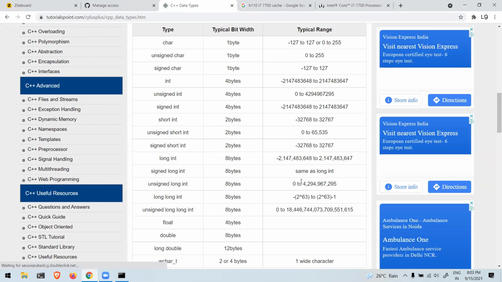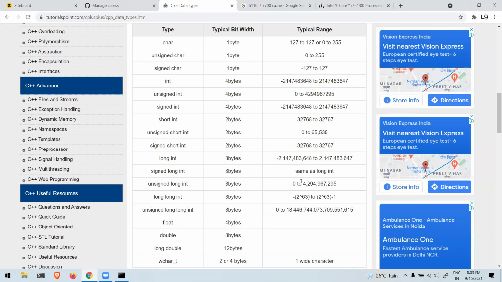I can store it over here. But let's say I want to store the revenue of a company. Would that fit into this integer? Maybe, maybe not. Maybe they will need a long int for storing that. Because the range of these values keeps on changing as you increase the number of bytes. So this was 4 bytes. This is 8 bytes. So obviously the range increases.